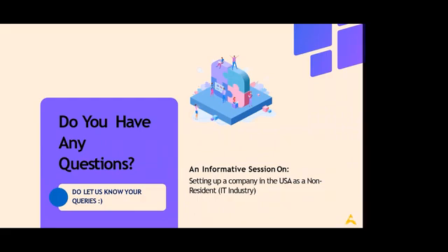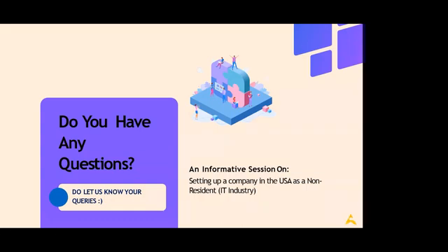Then there was a question: is it mandatory to open a bank account in the US, or can we manage with a PayPal account? The answer is no, it is not mandatory, but I suggest opening one. For some government payments, you need a bank account; you can't pay from PayPal. But yes, you can also use virtual banks, which can be opened from India, as Vivek mentioned.